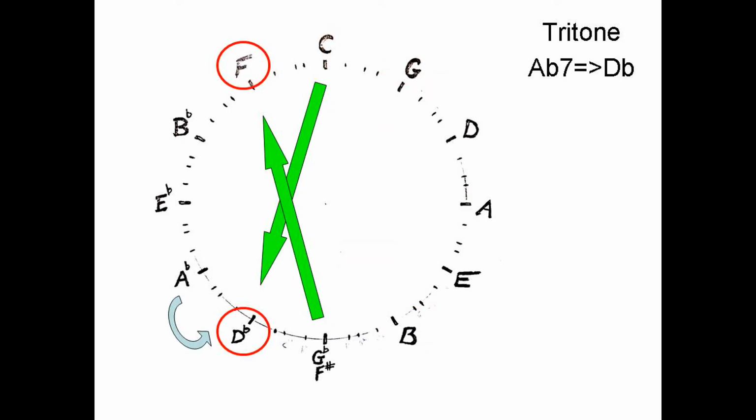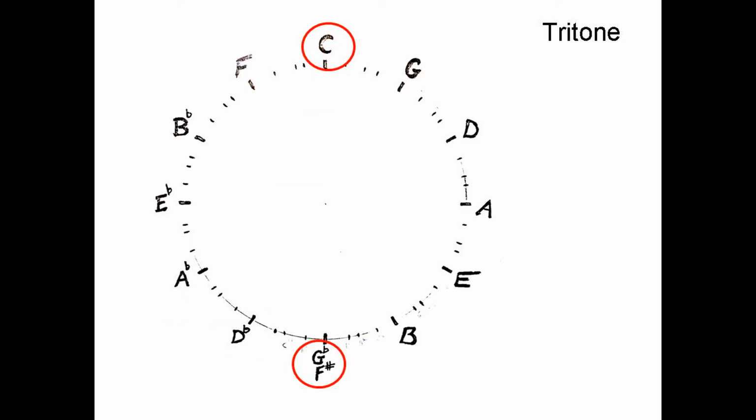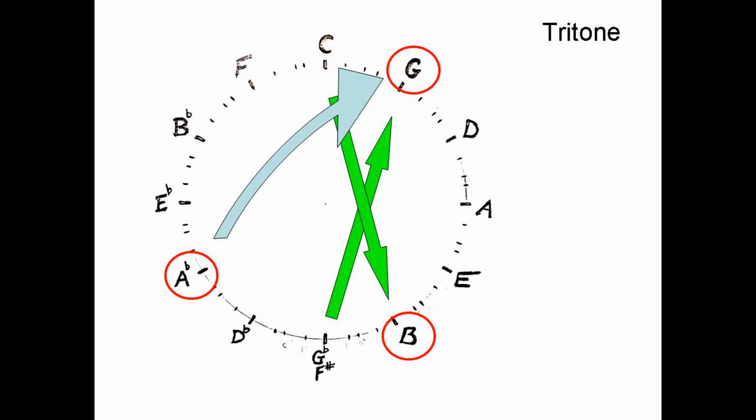The second resolution is what will happen when moving from an A flat 7 chord to a D flat chord. The D 7th and the A flat 7th chord share this same tritone, made of C and F sharp. We can also resolve the tension of the A flat 7 chord, as we did with the D7 chord, by raising the F sharp to a G and lowering the C to a B.